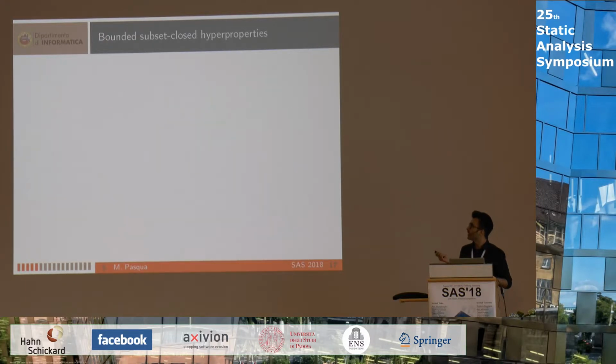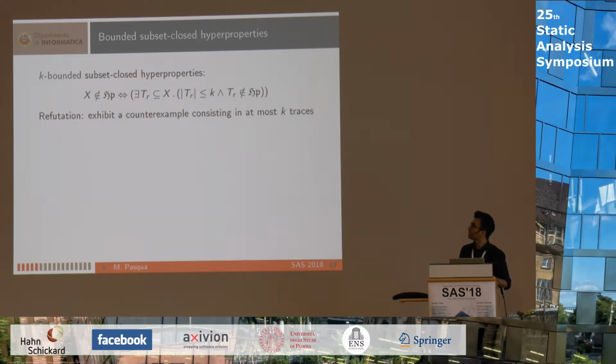But we can restrict these hyperproperties, and we call them bounded subset closed hyperproperties. These hyperproperties are such that the counterexample we have to show in order to disprove the hyperproperty is always finite, and bounded by a given k. So here, if our semantics is not contained in the hyperproperty, then there exists a counterexample of cardinality at most k, which is not in the hyperproperty, so it is the counterexample.